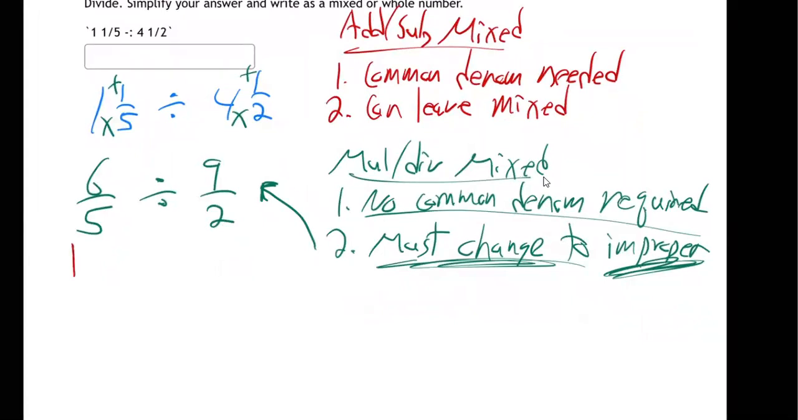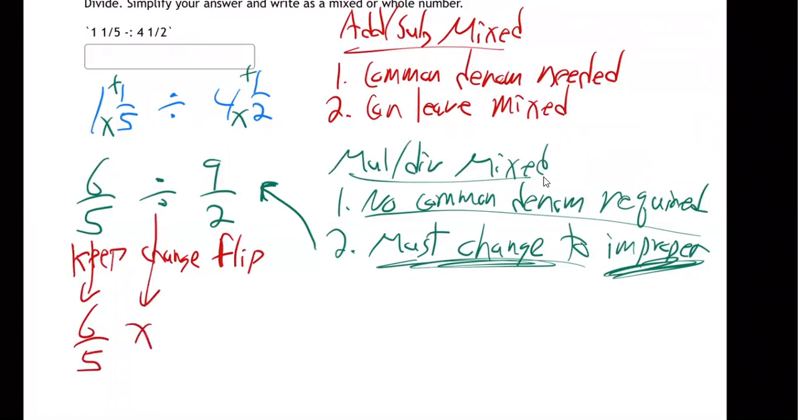It's the keep, change, flip, right? Keep this, change this, flip this. So keep this as 6/5, change to multiplication, flip this to 2/9. Why? Because dividing is upside down multiplying. Dividing and multiplying are upside down.